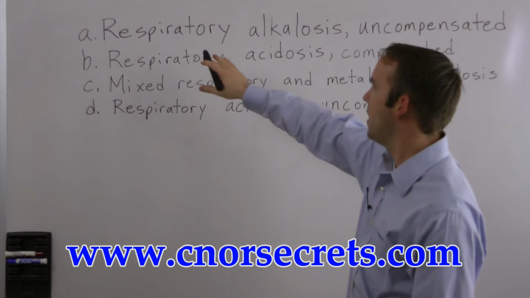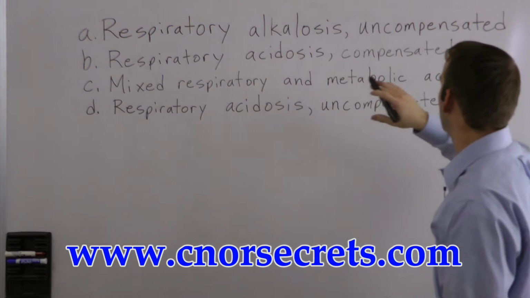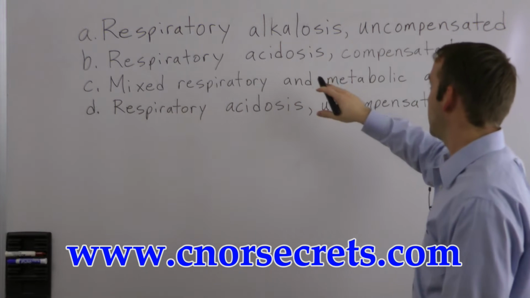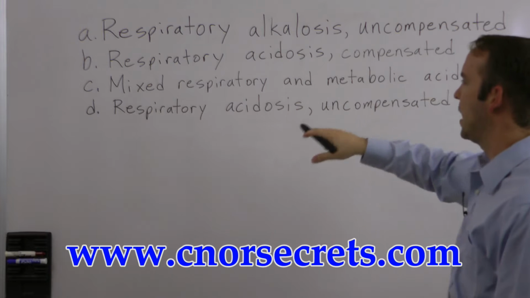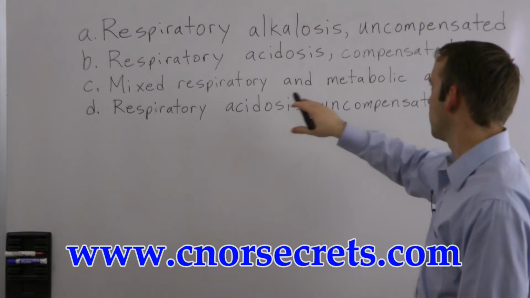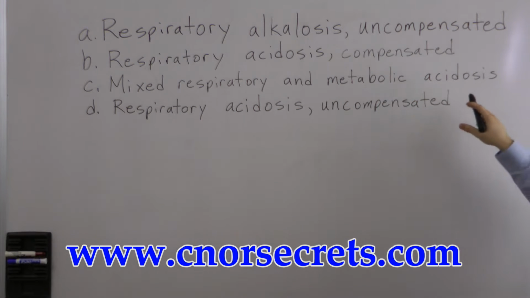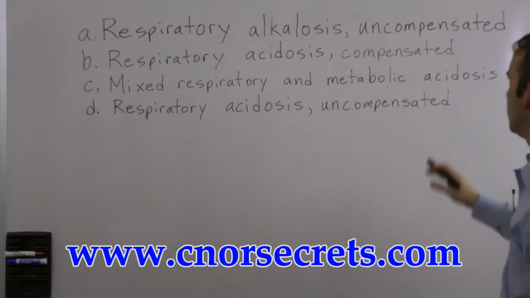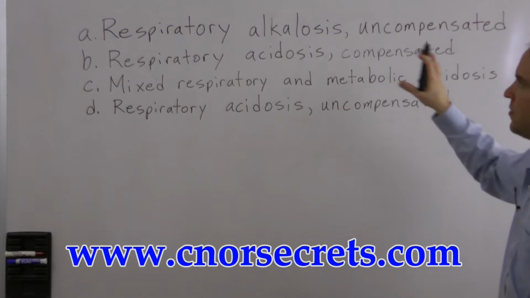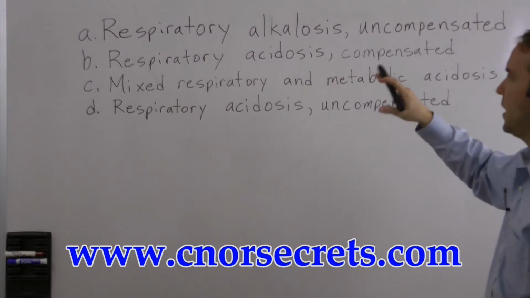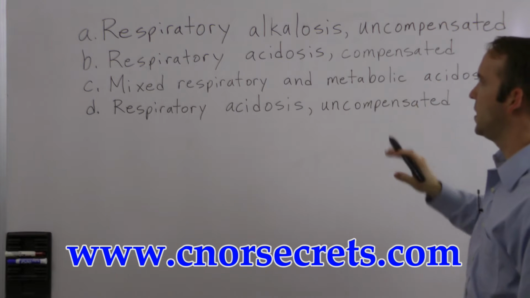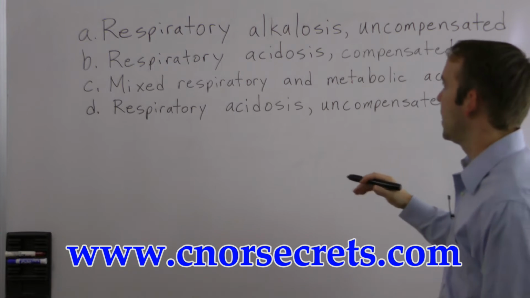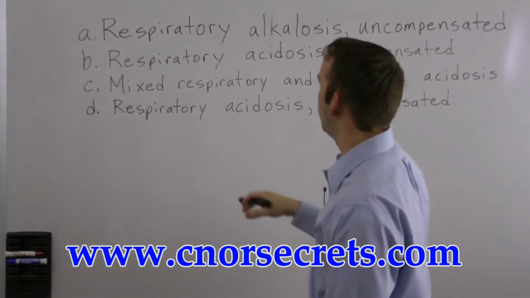Here in A, we have respiratory alkalosis uncompensated. B, we have respiratory acidosis compensated. And we have C, mixed respiratory and metabolic acidosis. And then D is respiratory acidosis and uncompensated. So let's try to find commonalities. Let's try to pick out which words are in multiple answer choices. For example, you might say respiratory, but it's in all four of them.